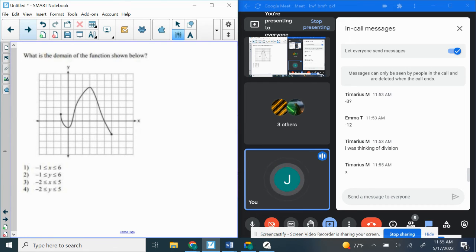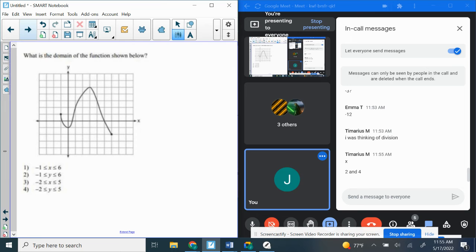Yes, good. So what two answers could I cross out to make sure I don't accidentally make an oops? Just looking at my answer choices, if I know domain's X, which two can I get rid of? Yeah, 2 and 4. Don't pick one of those. Now, if you know domain is X, is it negative 1 to positive 6 on the x-axis that we're looking at, or negative 2 to positive 5?